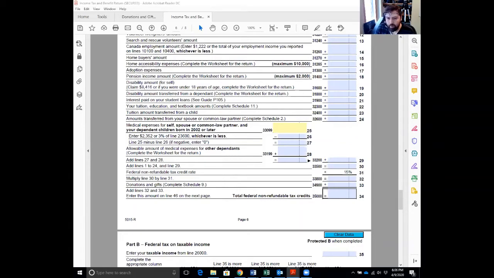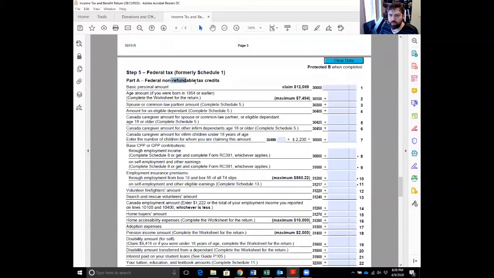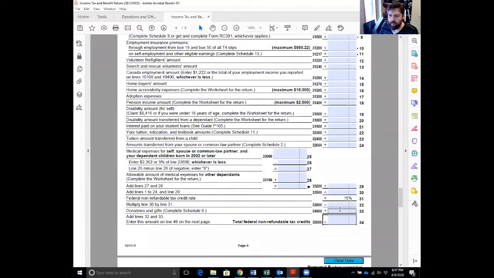So what we're going to look at in this session is our tax credit for donations and gifts right here. You're going to probably notice something really peculiar about this tax credit: it is calculated and inserted into the Step 5 federal non-refundable tax credits after calculating 15% of all the other amounts. So why are we doing this after?